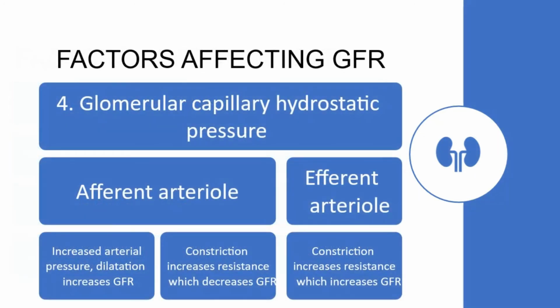Now we consider the fourth factor, that is glomerular capillary hydrostatic pressure. This can be studied by first considering the afferent arteriole and then the efferent arteriole. In the case of the afferent arteriole, any condition that causes an increase in the arterial pressure, for example vasodilatation of the afferent arteriole, will cause an increase in the GFR. Conversely, any condition that increases the resistance to the flow, say by causing vasoconstriction, will decrease the GFR. In the case of the efferent arteriole, conversely, a vasoconstriction which increases the resistance will actually increase the GFR rather than hampering it.